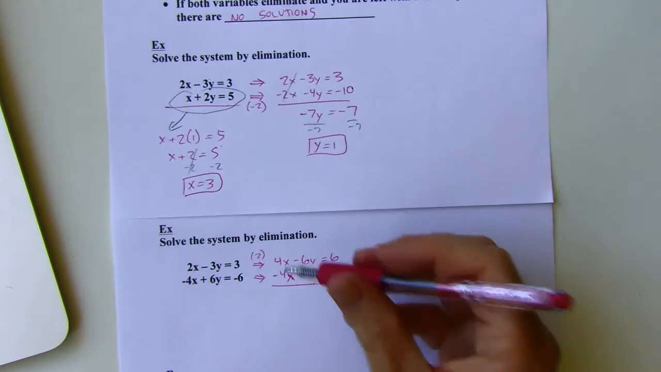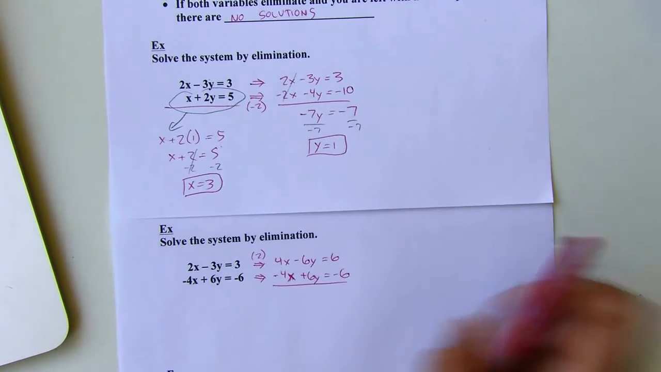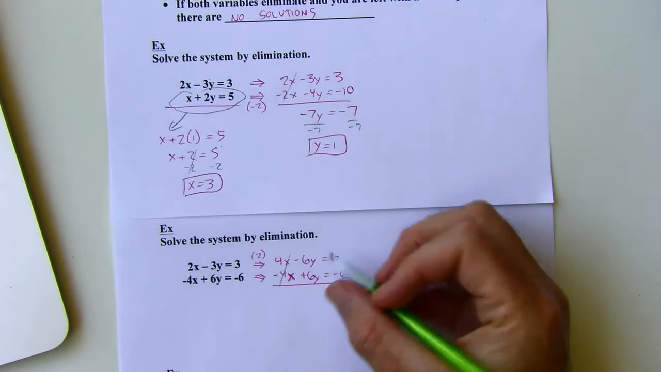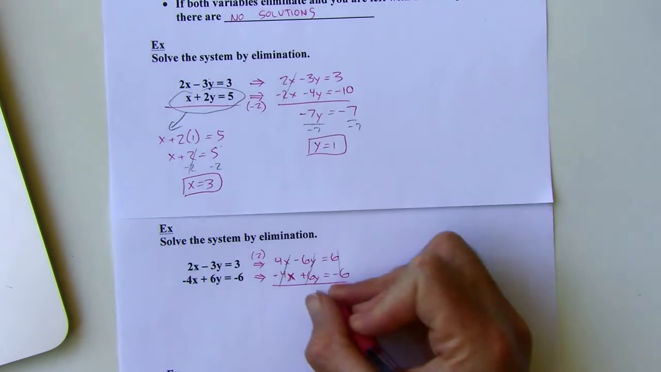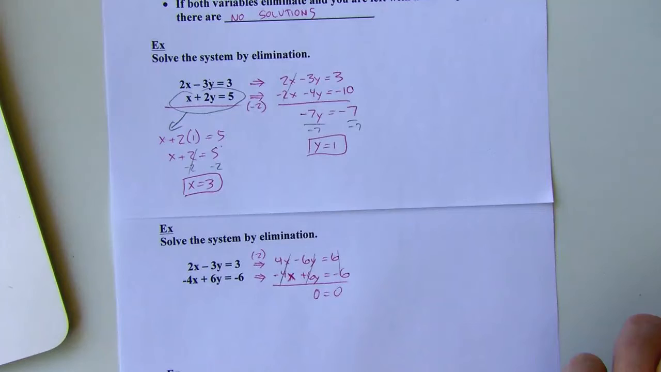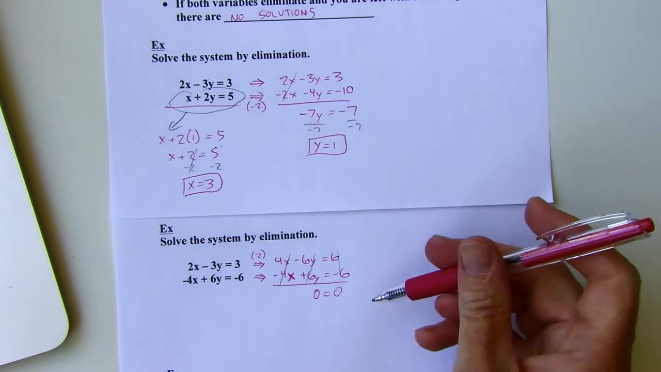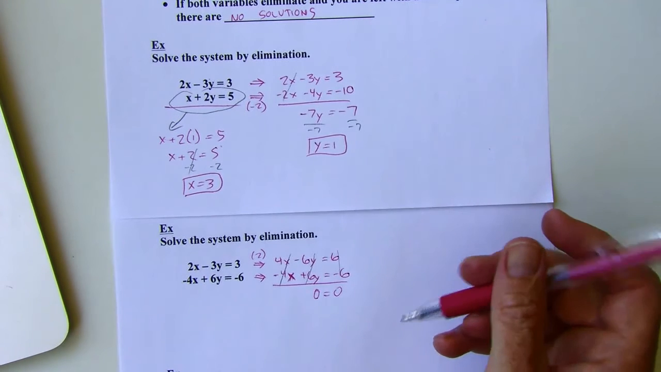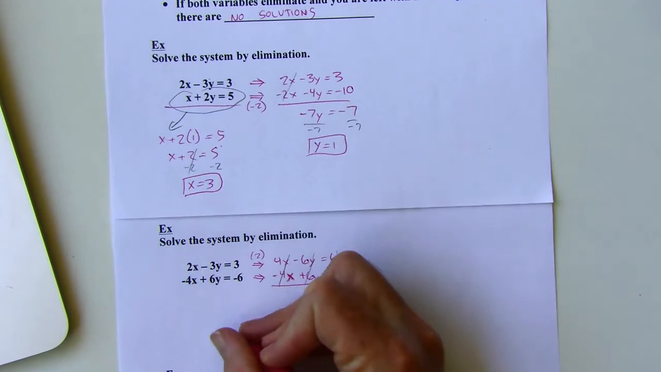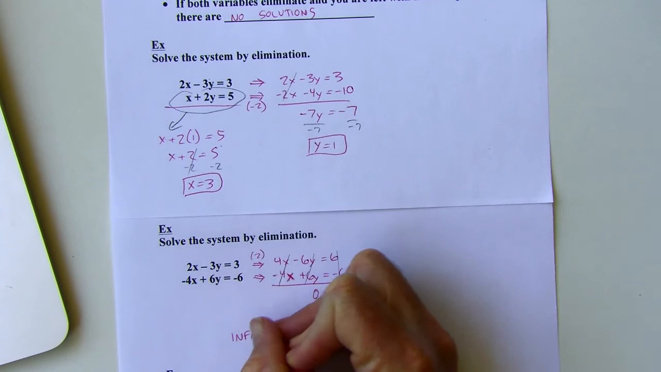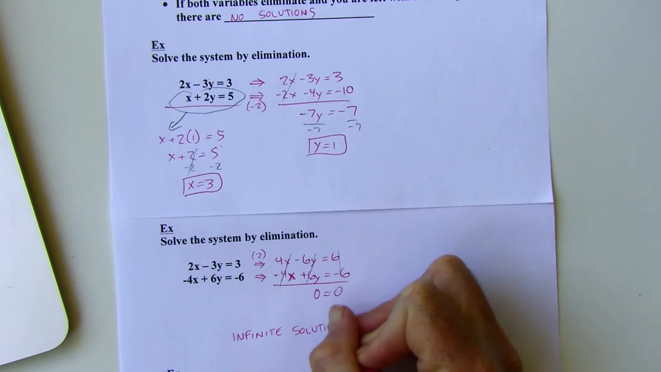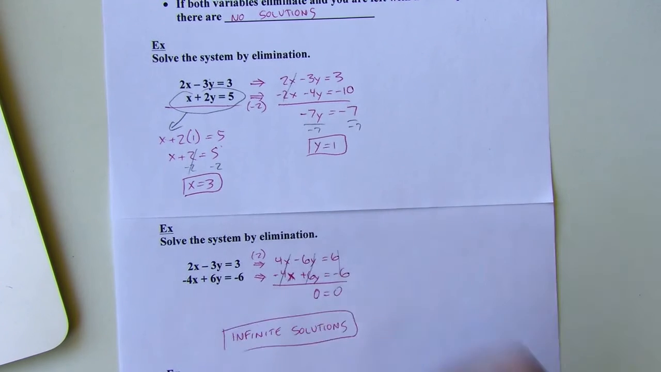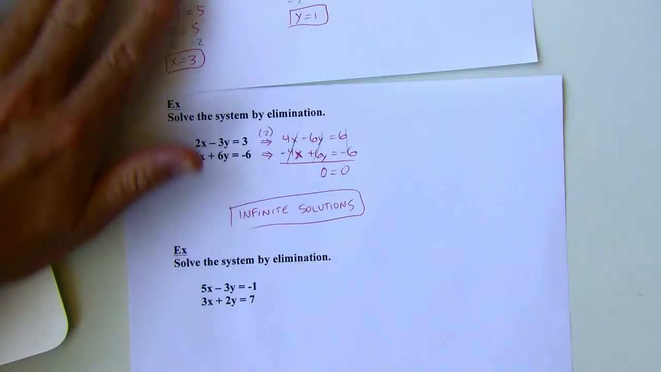Then when I add these together, hey, the x's will eliminate, but oh, the y's will as well, and even the constants will. So I end up with 0 equals 0. So no more variables, but I'm thinking, is that a true statement? Well, 0 does equal 0. That's true. So that means that this has infinite solutions. Okay. All right, let's try the next one.